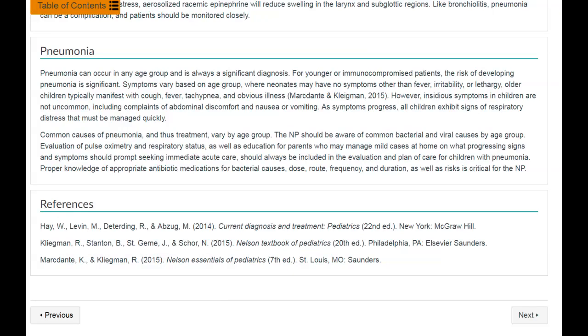Common causes of pneumonia and thus treatment vary by age group. The NP should be aware of common bacterial and viral causes of pneumonia by age group. Evaluation of pulse oximetry and respiratory status, as well as education for parents who may manage mild cases at home on what progressing signs and symptoms should prompt seeking immediate acute care, should always be included in the evaluation and plan of care for children with pneumonia. Proper knowledge of appropriate antibiotic medications for bacterial causes, dose, route, frequency, and duration, as well as risks, is critical for the NP.